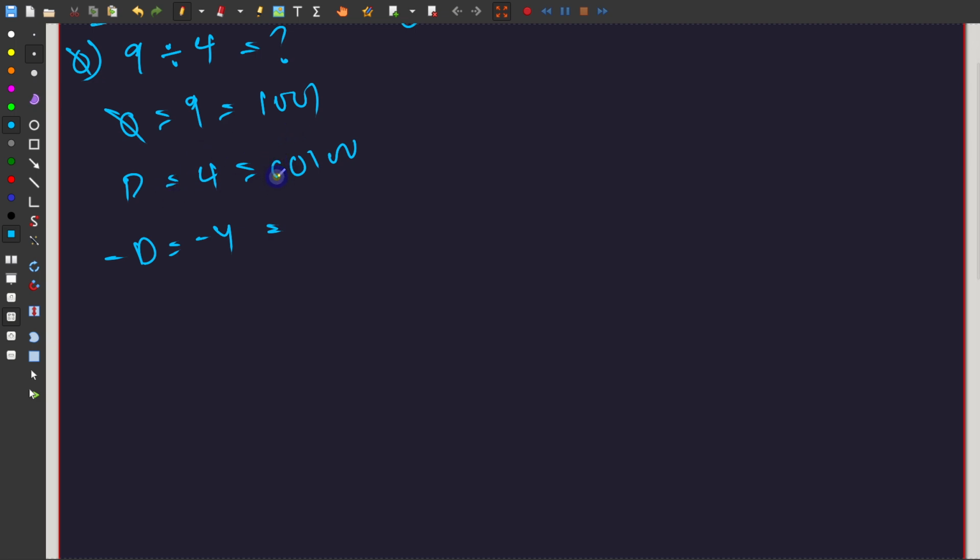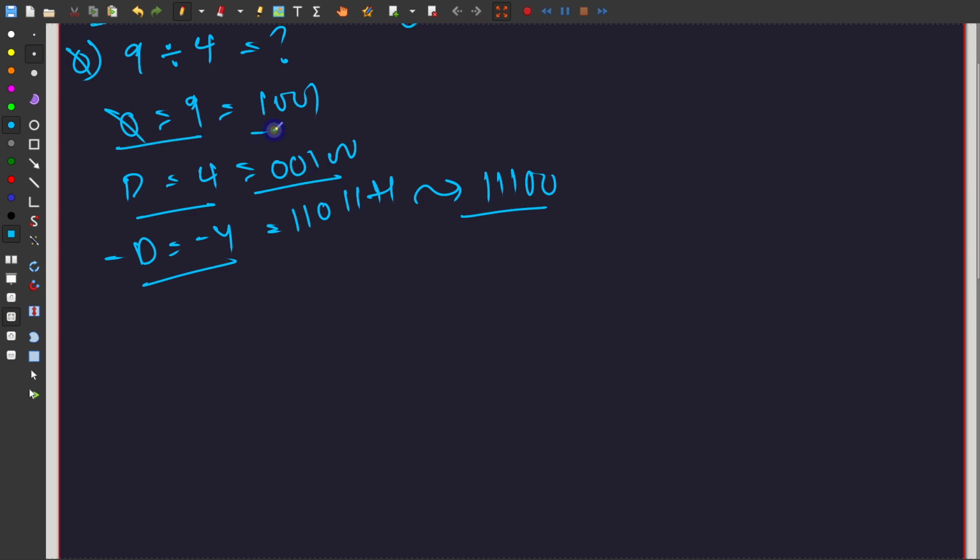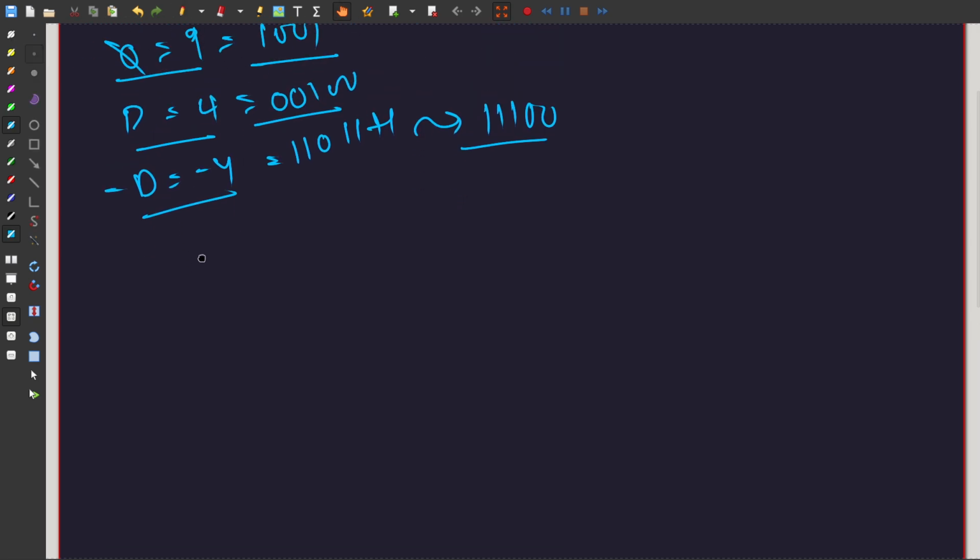We add 1 MSB to the D value and make it 0, right? Because the D value was positive. It doesn't even matter, it's unsigned, so we just put a 0. To get the negative D now, we take the 2's complement. So it will become 1, 1, 0, 1, 1 plus 1, which becomes 1, 1, 1, 0, 0, right? So we have all the values that we could need, and we are free to start our little journey.